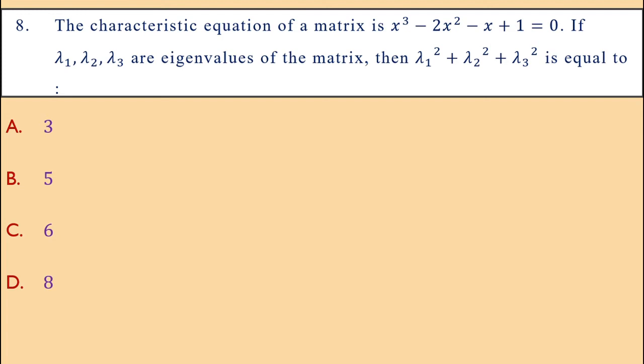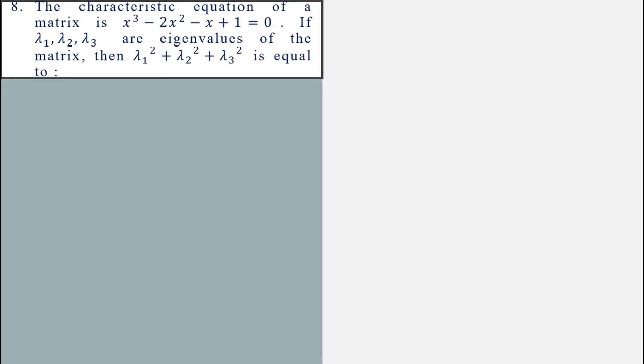See, as we have the characteristic equation x cube minus 2x square minus x plus 1 equal to 0, and lambda 1, lambda 2, lambda 3 are the eigenvalues of that matrix, these eigenvalues are the roots of the characteristic equation x cube minus 2x square minus x plus 1 equal to 0.